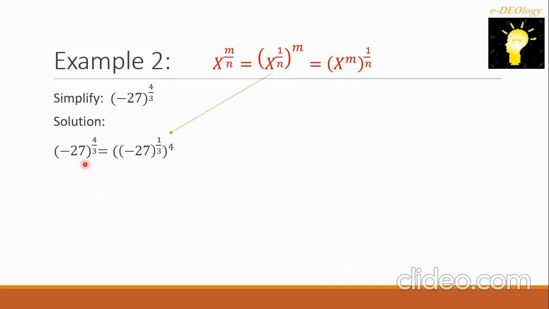At first, I'm going to copy the problem here, and then I'm going to split the 4 over 3 exponent into 2, 1/3, and the whole number 4. Now we can see the negative 27 is raised to 1/3, and the whole expression is raised to 4. And then this negative 27 can be substituted by the value negative 3 all raised to 3.